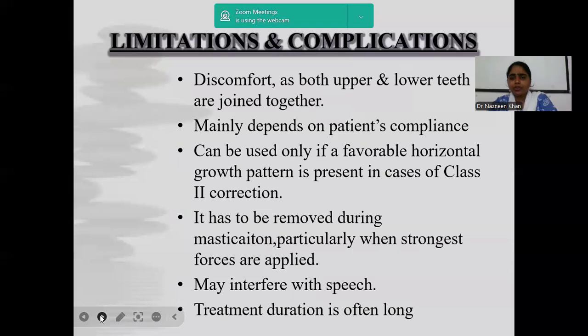Or it can be removed during sport time. May interfere with speech. Treatment duration is often long.